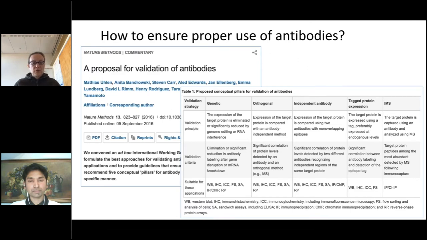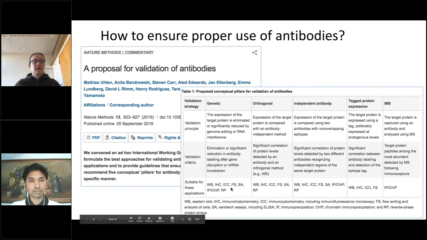antibody users in the world had come together, and they basically voted, which was cool. What were the pillars of antibody validation? And so the question of how do you validate an antibody experiment was essentially summarized in this really lovely table.